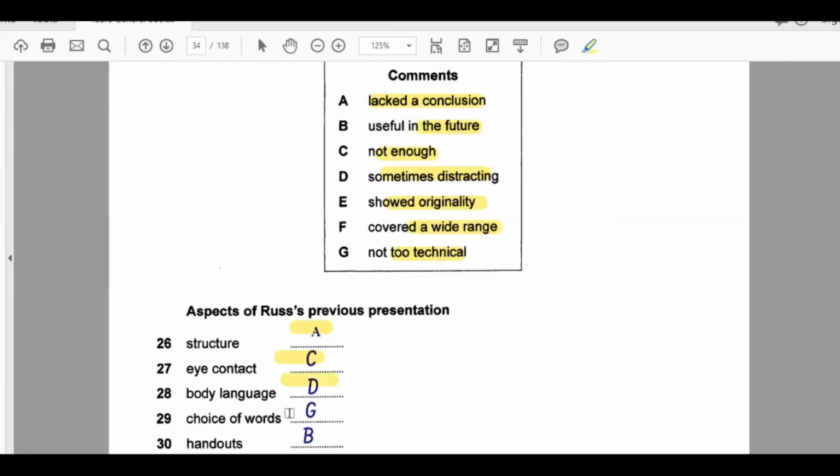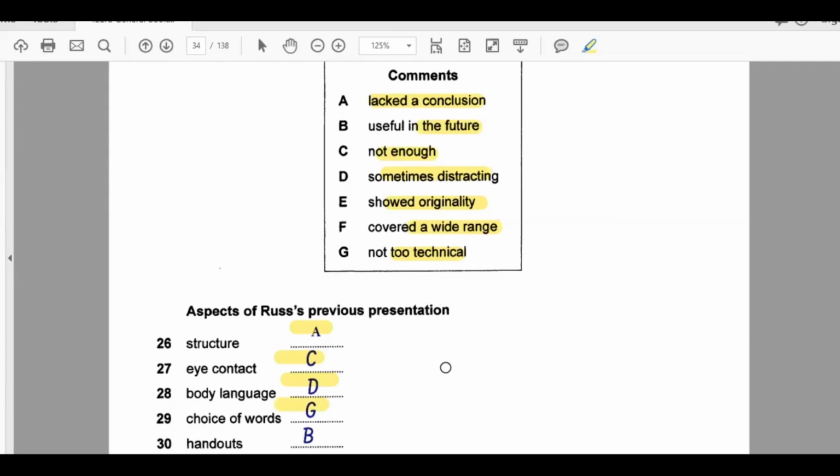The choice of words. Russ says that his choice of words was okay because he thought that some information might be difficult for the audience to understand. And she says, well, it was fine. There were some specific words that you used, but you always explained what these meant, so they were not too difficult to understand. In other words, they were not too technical. It was all easy to understand. So choice of words, not too technical, is the right option.